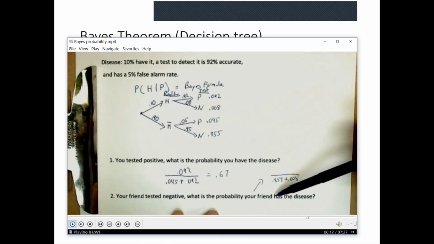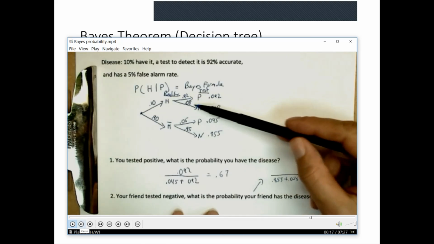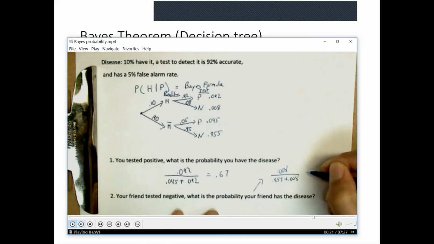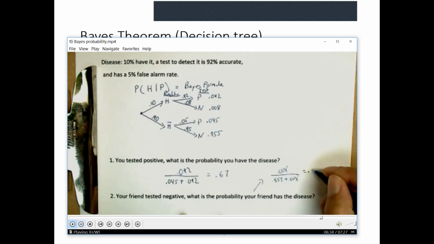Now what is the probability they have the disease? Which of these two numbers came from someone having the disease? Well, clearly have is up here, so it's 0.008. And we're going to get a remarkably unlikely event here. And I'm getting 0.009. So not even a 1 in 100, slightly lower than 1 in 100. So 9 out of 1,000 people.